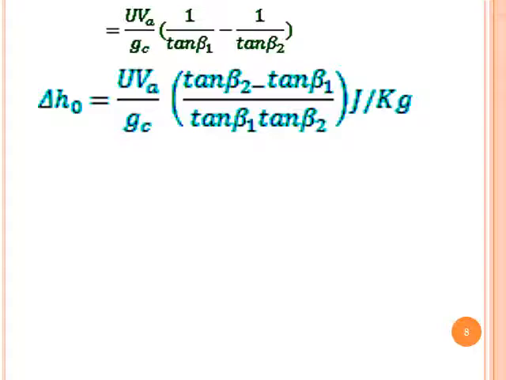That means the energy transfer or total enthalpy change in a compressor is given by U by Gc V of A into tan beta 2 minus tan beta 1 by tan beta 1 into tan beta 2. So that is one expression for energy transfer in power absorbing axial flow turbo machines.